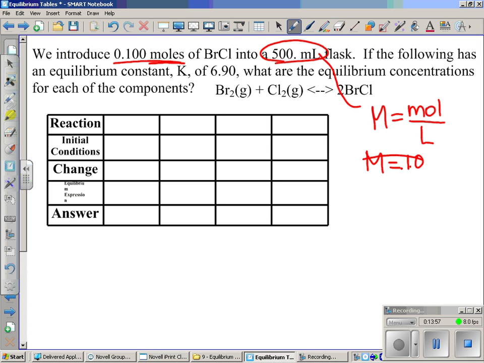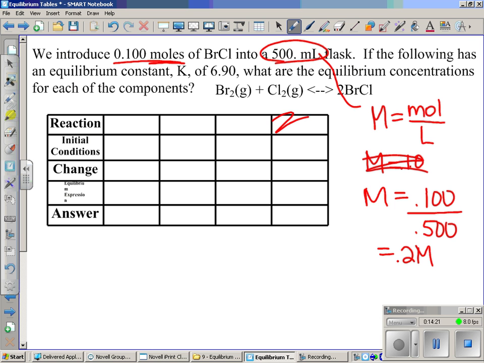So molarity is going to be equal to 0.1 moles over 500 milliliters, which is 0.5 liters. And when you divide that, you're going to get 0.2 molar as your molarity. Again, we want the molarity, not the mole value.